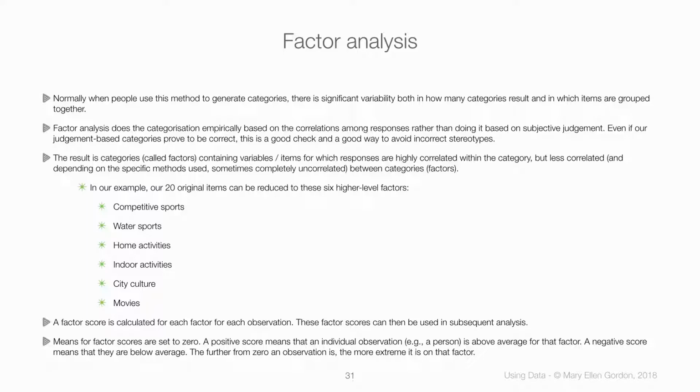So, for example, we might think men are this way and women are that way, but in fact, there might be fewer differences between them and more differences based on age or something else than we expect.